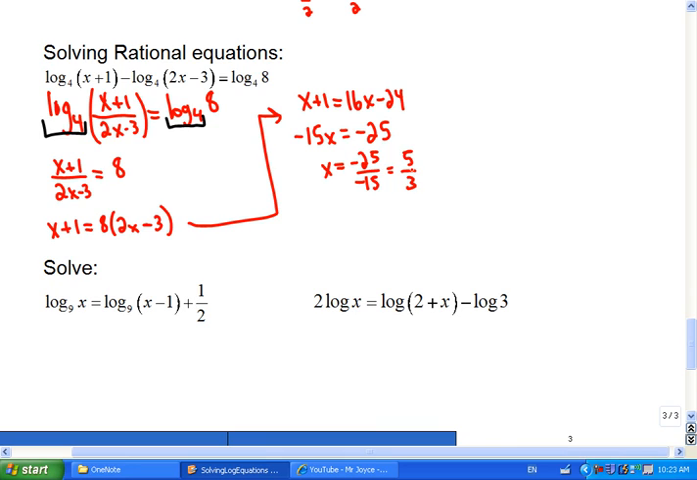So if I check with 5/3, I don't believe there's going to be any problems here. It'll work in this one, and that'll be fine as well after I substitute it into there. So 5/3 would work. And of course, if you don't like working with fractions, we could also approach the equation like this, and it would work just the same.